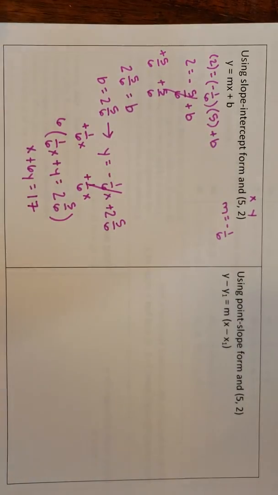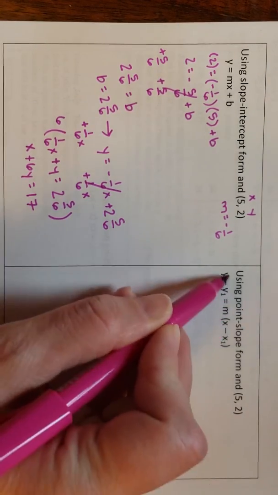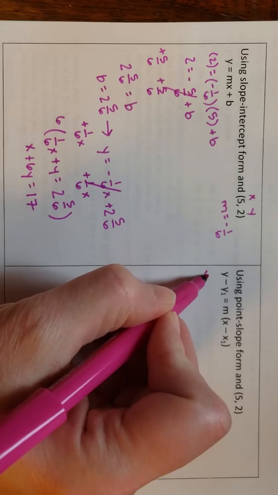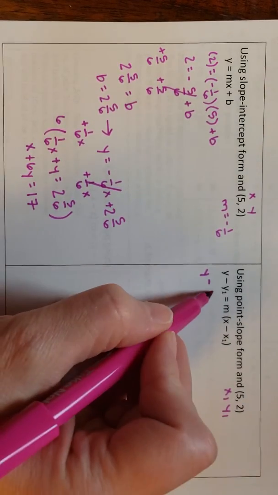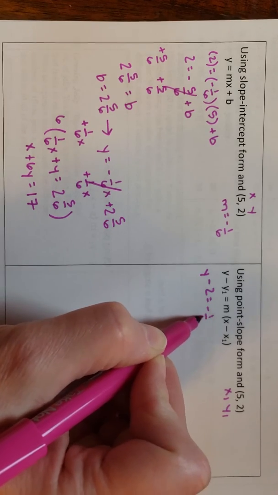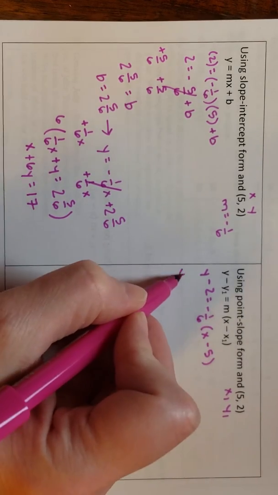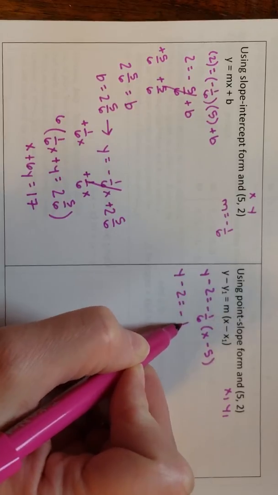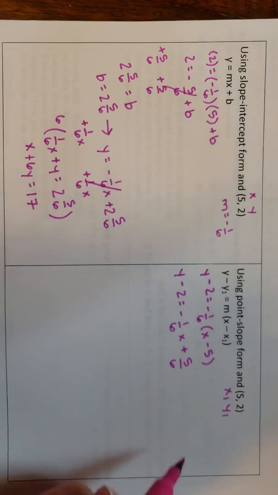Shall we do the other side? See if we get, I hope we get the same thing. I'd feel awfully foolish if I made 2 mistakes in a row. Okay, now we're going to use point-slope form. This guy, the new one, okay? So y minus y1 equals negative 1/6 times x minus x1. Y minus 2 equals negative 1/6 of an x plus 5/6.